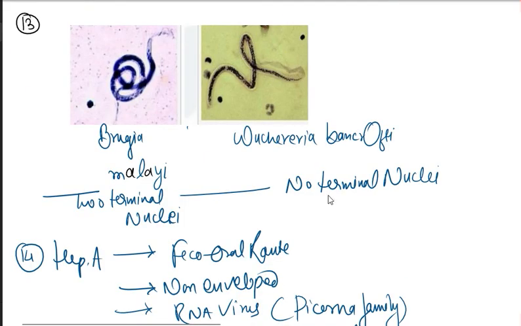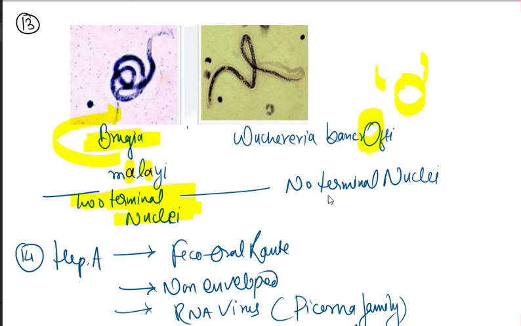Next, this slide shows Brugia malayi. I wrote here A and A. The two small a's show that two terminal nuclei are present. In Wuchereria bancrofti, it has a big O, meaning zero, nothing, so the tail has no terminal nuclei.